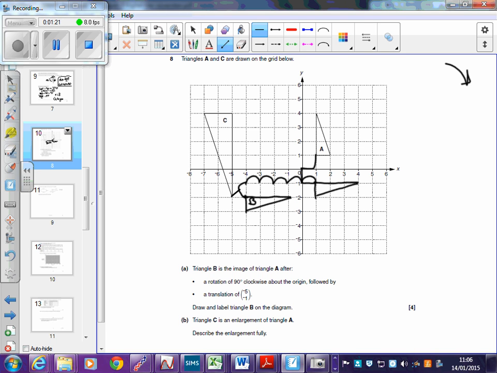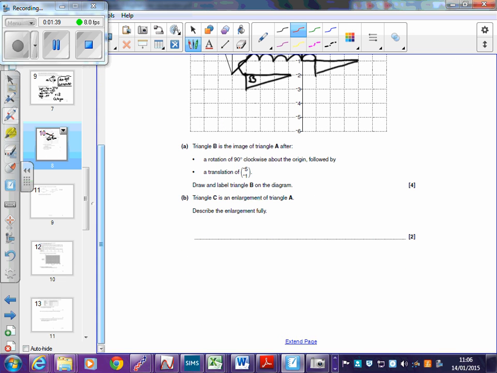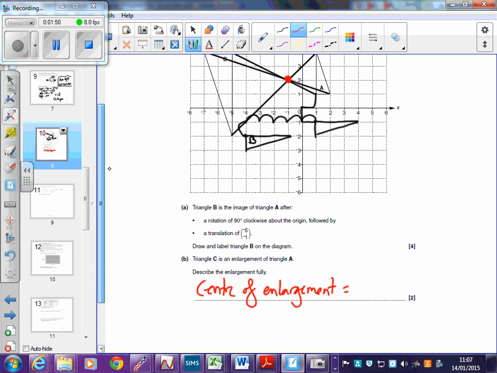It's probably easier on paper than it is on the computer. Alright, so match up the corner there, match up the corners there. And just to check, match up the corners there. And if you've drawn that nice and accurately, they should all go through the same point, which is this point here. So center of enlargement equals, and I've lost it, it is -1, 2.